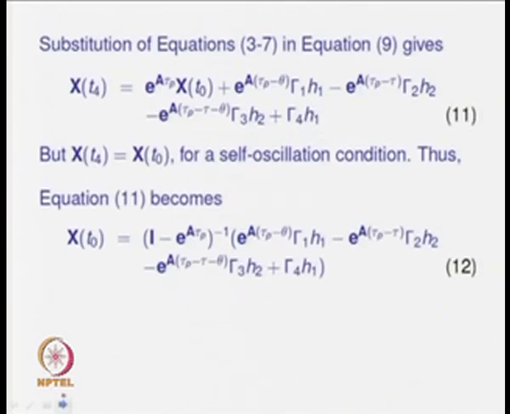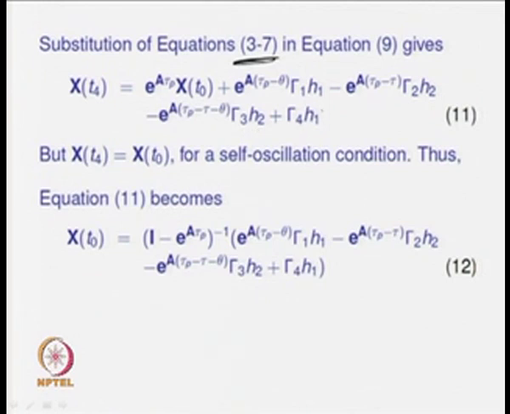So, when equations 3 to 7 are substituted in 9, what is 9? Equation 9 is the expression for the state at time t equal to t4. When equations 3 to 7 are substituted in equation number 9, we get x(t4) is equal to e to the power A tau p times x(t0) plus e to the power A (tau p minus theta) gamma 1 h1 minus e to the power A (tau p minus tau) gamma 2 h2 minus e to the power A (tau p minus tau minus theta) gamma 3 h2 plus gamma 4 h1.